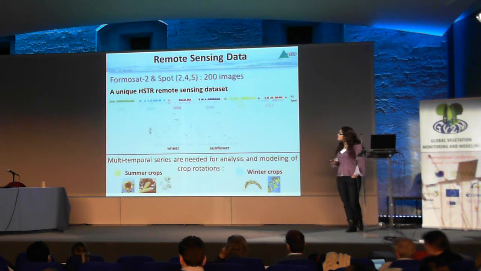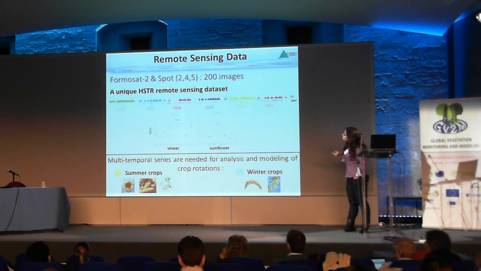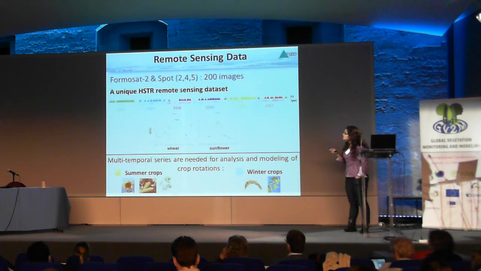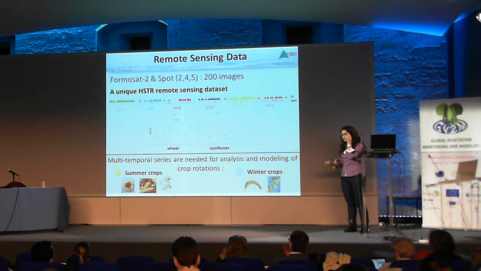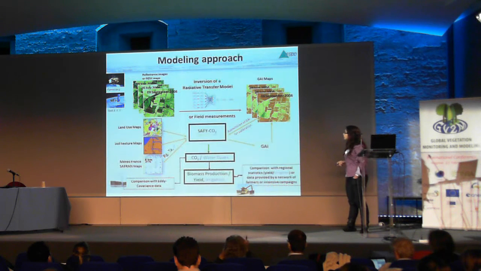For the remote sensing data, we use two sensors here, Formosat-2 and SPOT 2, 4, and 5. We have around 200 images from 2006 to 2011. They have 8 meters and 20 or 10 meters spatial resolution, depending on the satellites. Here you can see an NDVI profile for wheat or sunflower. We're interested in having a complete temporal series, because we're interested in summer and winter crops in order to have a complete crop rotation to estimate the carbon budget.